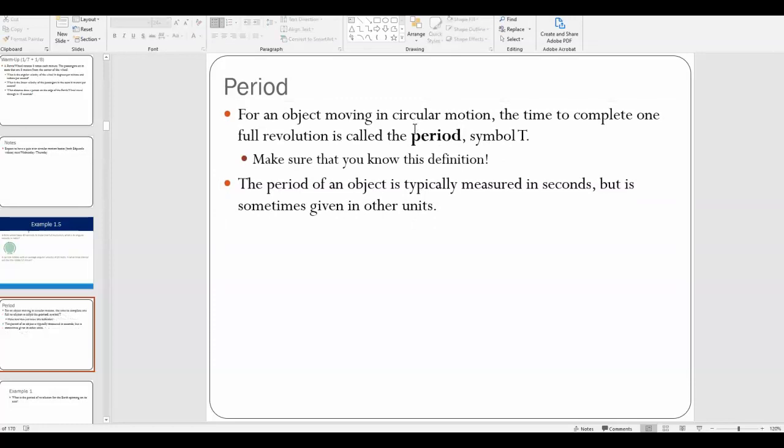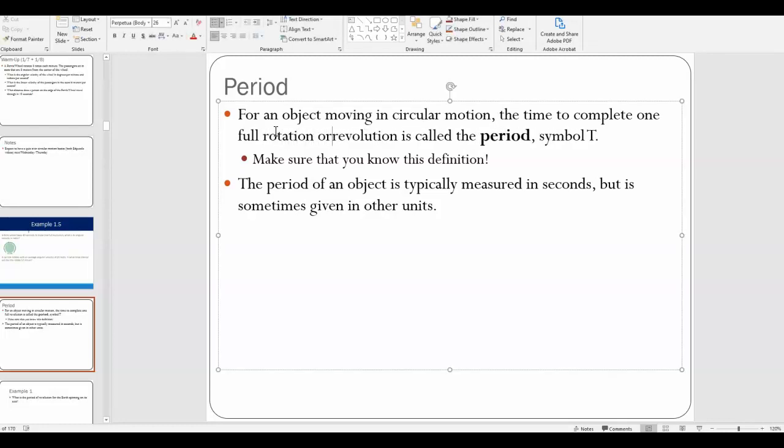For an object moving in circular motion, the time to complete one full rotation or revolution is called the period. Now you might think because it's period it would be a capital P, but we actually use a capital T to represent period, not to be confused with the lowercase t. Lowercase t is time, any time, a variable. The period is one specific time. Specifically, the period is the time to complete one full rotation or revolution. In SI units, that would be measured in seconds, but sometimes period can be given in other units.